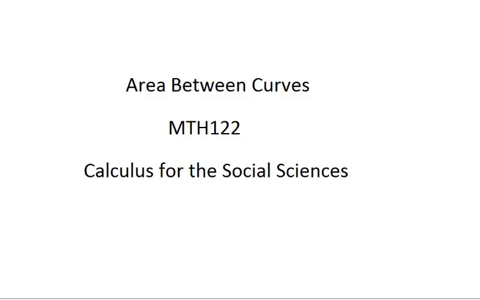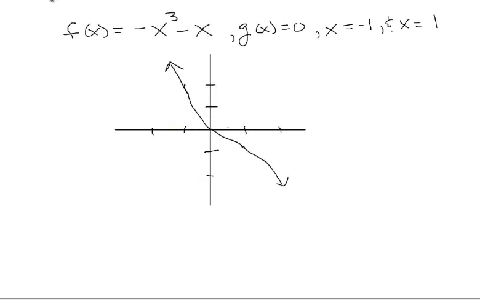In this video, we're going to calculate how to find area between curves. And in this first example, I have f of x is equal to negative x cubed minus x, g of x is equal to 0, x is equal to negative 1, and x is equal to 1.